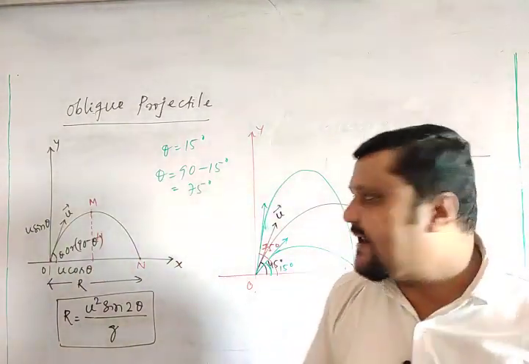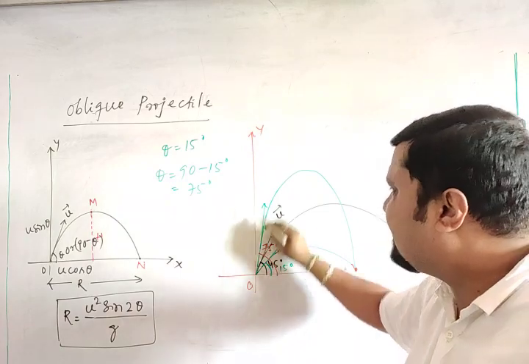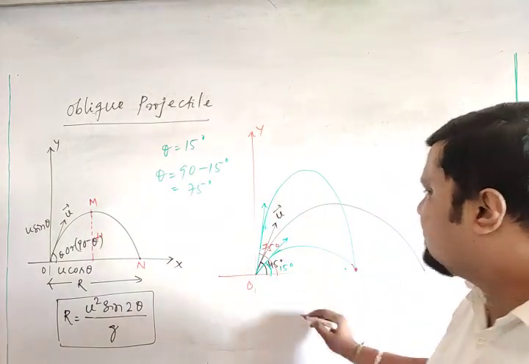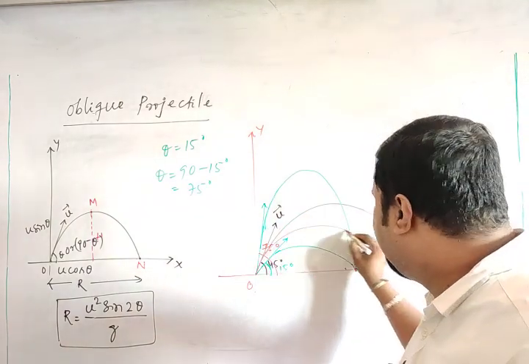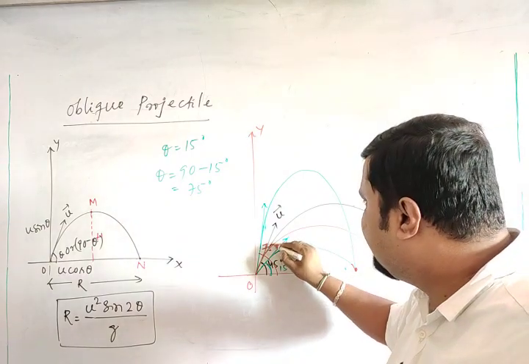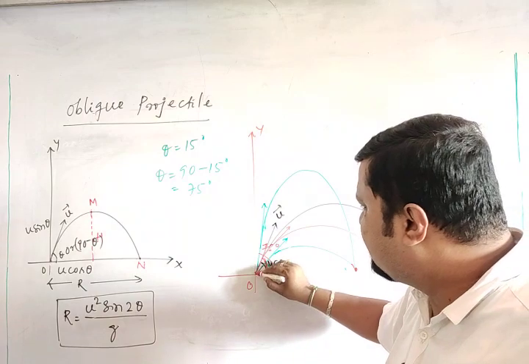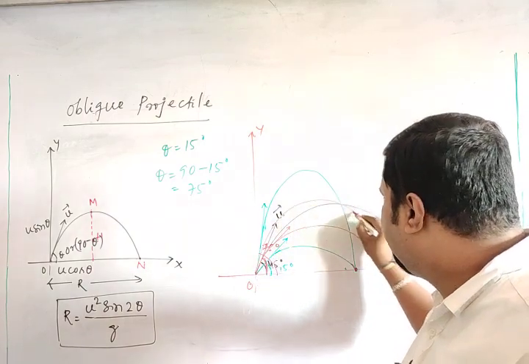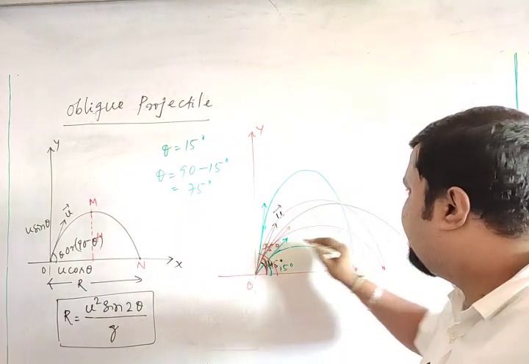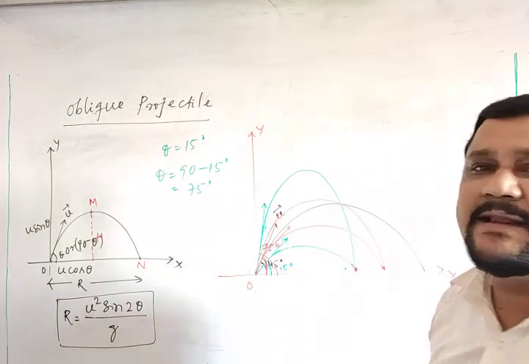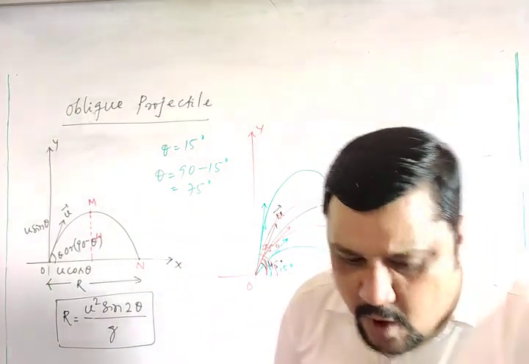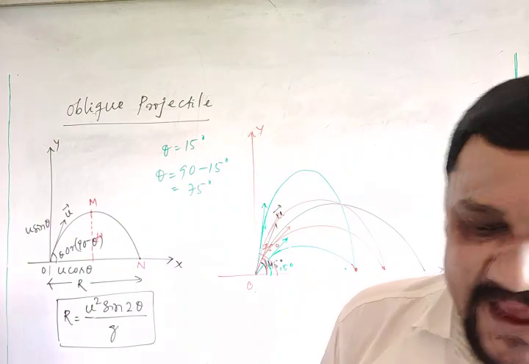In both cases, the range is the same. If one is thrown at an angle of 30 degrees and another at an angle of 60 degrees, both will cover the same range. If it comes at an angle of 30 degrees like this, and another is thrown with an angle of 60 degrees, it will come to the same point. So these are the two complementary angles for the same range.